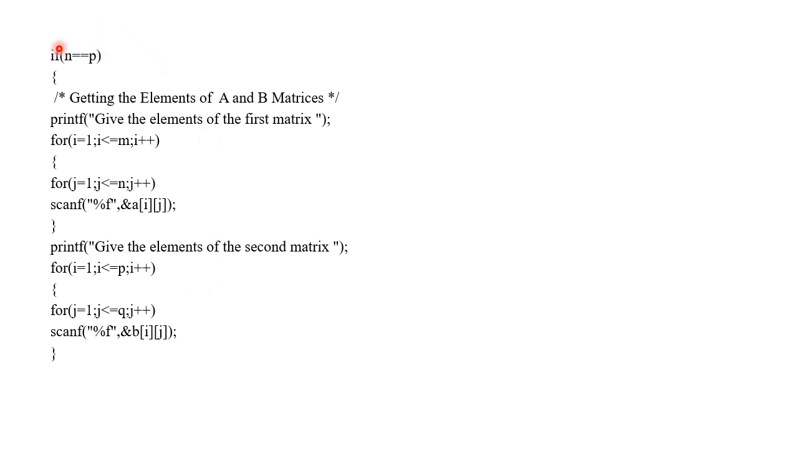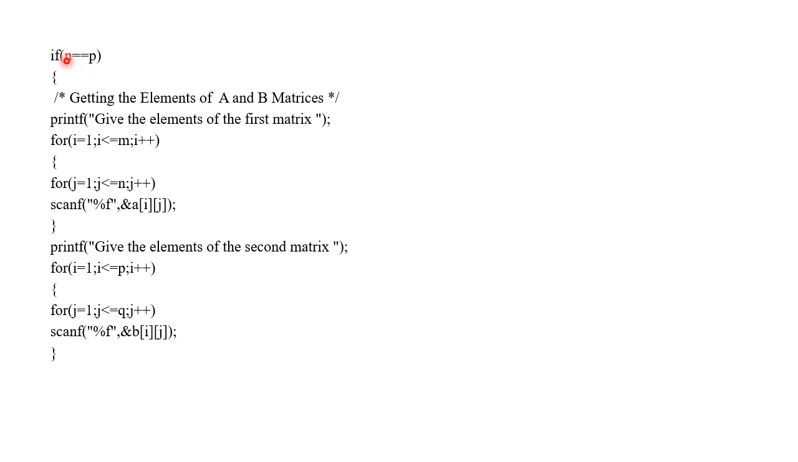If n is equal to p, so this is the difference between matrix multiplication and addition. Here n should be equal to p. Double equal means it is a logical equal. If n is equal to p, then only these statements will be executed. Brace. Within the brace, compound statements. Many statements are within that.